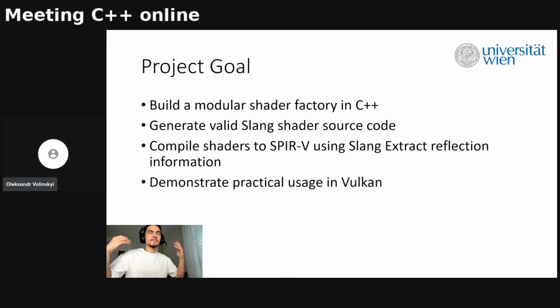And so the goal of the project is to build a modular shader factory in C++, and the system should accept structured parameters, generate valid Slang shader code, then compile it to a suitable type, for example, SPIR-V, and then it also should extract the reflection information through the reflection API. And finally, in my project, I also wanted to demonstrate it somehow. And so that's why I decided to make a renderer. So there is also a renderer that I made, which basically proves the concept that I've got.